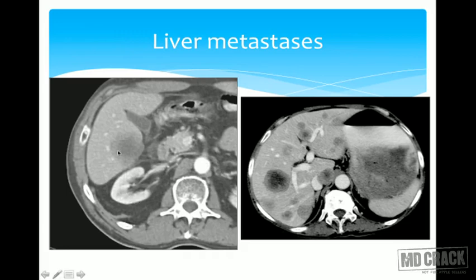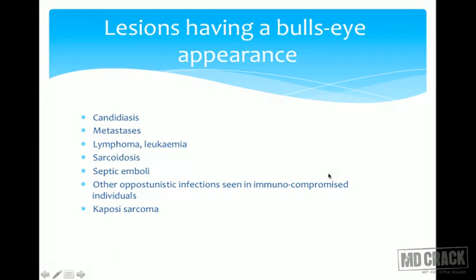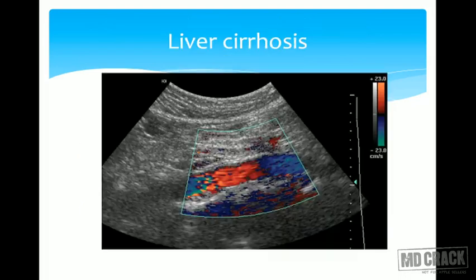Again, these are liver metastases over here. This is CT. These are two different patients. What you would typically see is a bullseye appearance. Over here, it is hypodense in the center, and at the periphery, it's slightly more dense. So these are your typical bullseye appearances. So what are the lesions having a bullseye appearance within the liver? You have candidiasis, metastasis, lymphoma, sarcoidosis, septic emboli, opportunistic infections, and Kaposi's sarcoma.